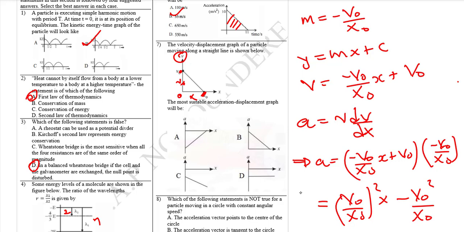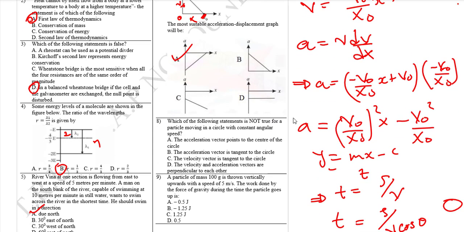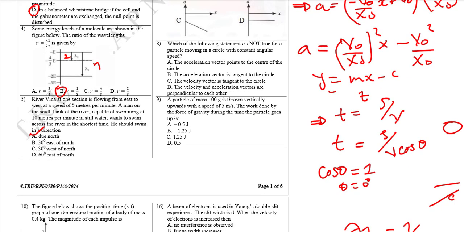divided by x0. So this is an equation of a straight line in the form y equals mx minus c. So it means that our intercept will cut the negative y-axis, so the correct graph will be A. Number 8.